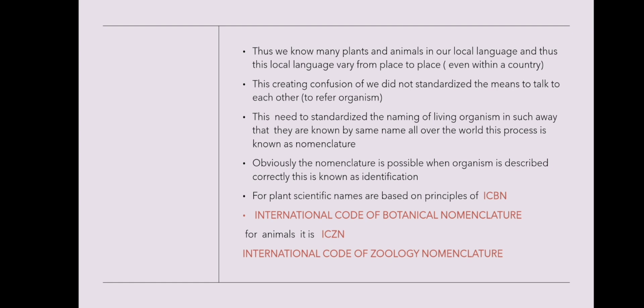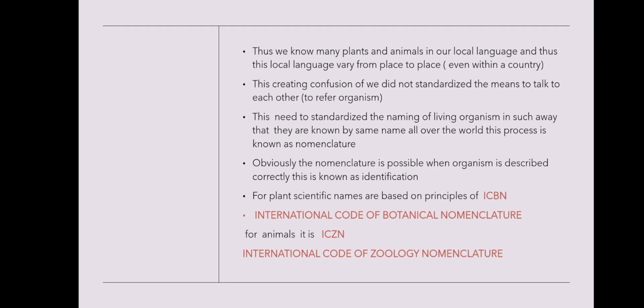Similarly, we know many plants and animals by our local language, and this local language varies from place to place. There are different languages even within a country. This creates confusion because we have not standardized the means to refer to an organism. The need to standardize the naming of all living organisms in such a way that they are known by the same name all over the world is addressed by a process called nomenclature. Obviously, nomenclature is possible only when an organism is described correctly, and this description is known as identification.